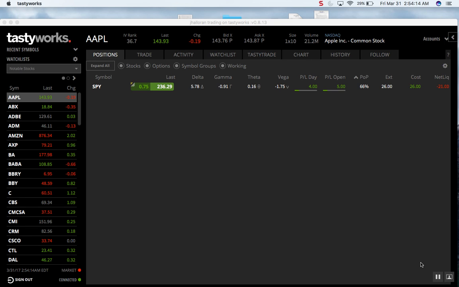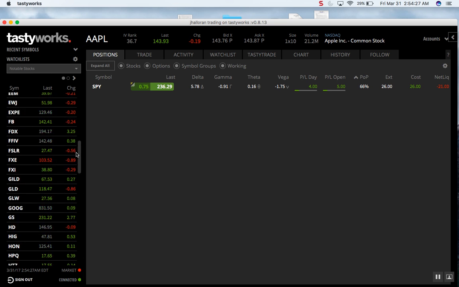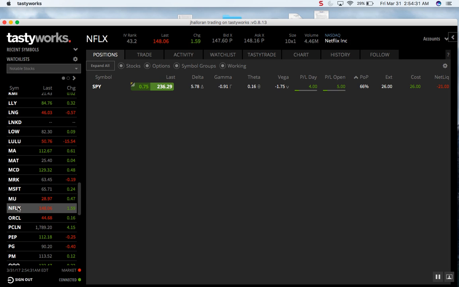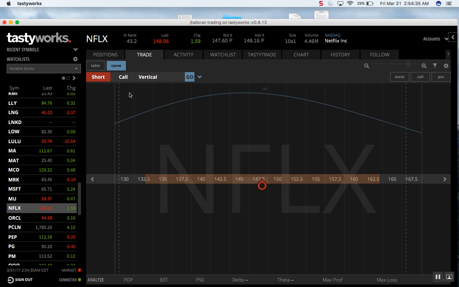Just choose a stock or underlying that you would like to trade. For this example, I've chosen Netflix, so under the Notable Stocks tab, scroll down until you see Netflix. Once you've clicked that, click the trade page. This will open up the option chain for Netflix.